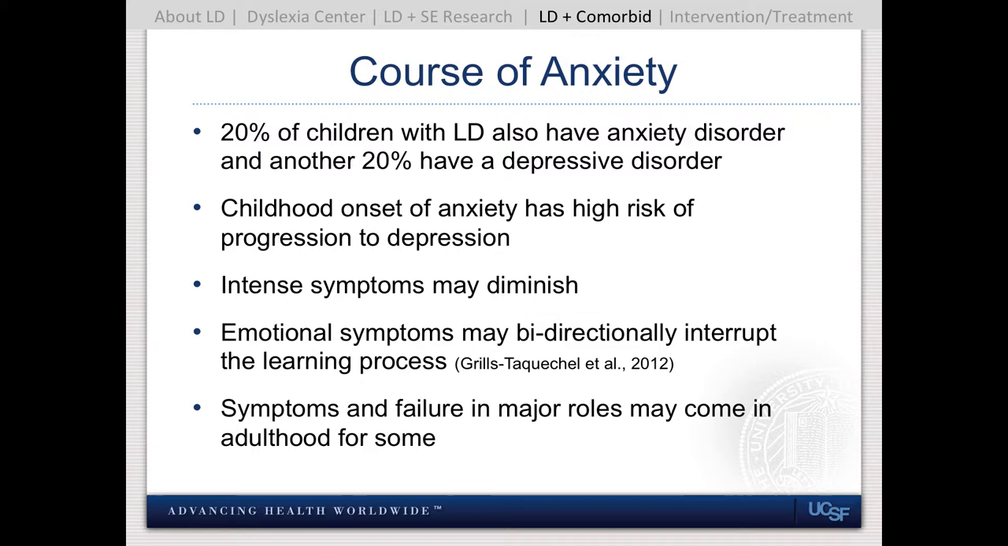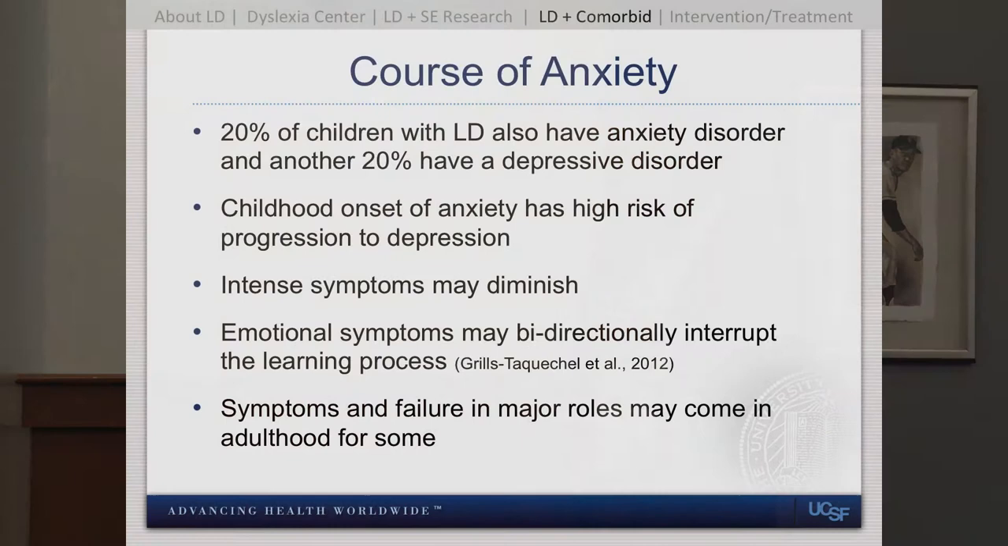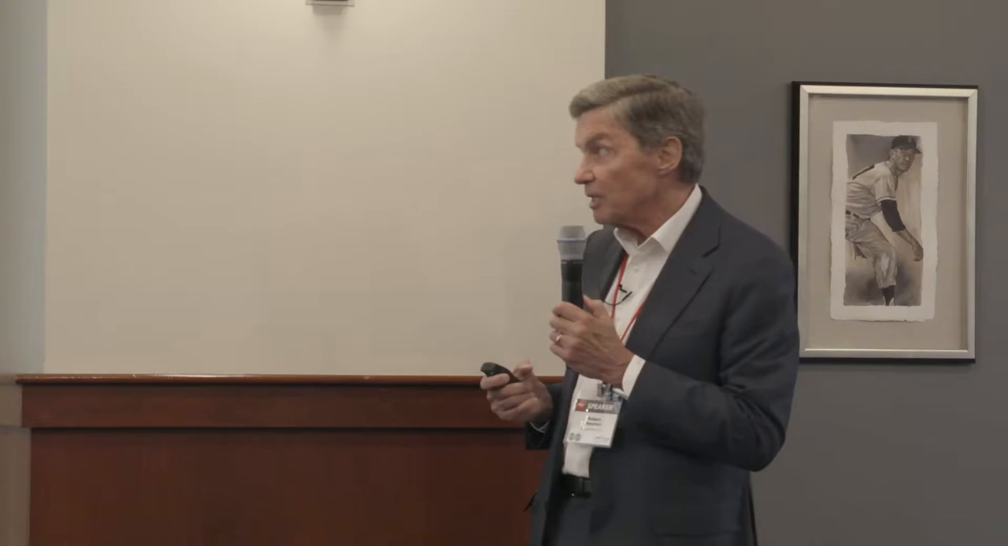And it's bi-directional. So the kid feels anxious, the learning situation raises their anxiety, they don't perform well, they feel more anxious, and it keeps going back and forth. And these symptoms and failure in major roles may come even more in adulthood and continue on with a certain mindset, that even though they're not having to take exams in class or learn, that anticipation of failure or a way of seeing things or framing them becomes difficult.